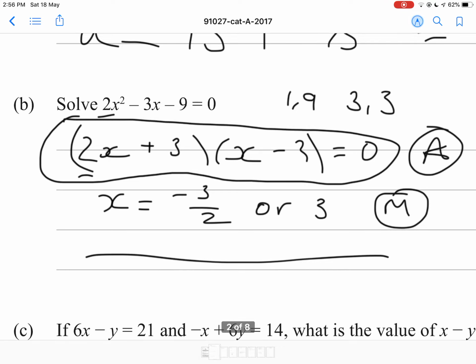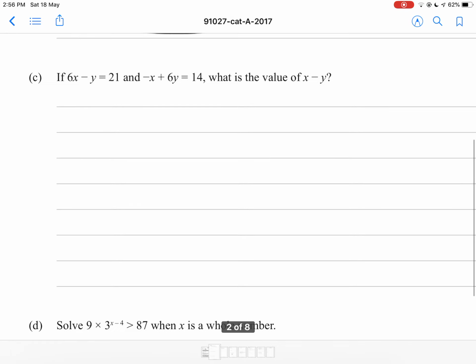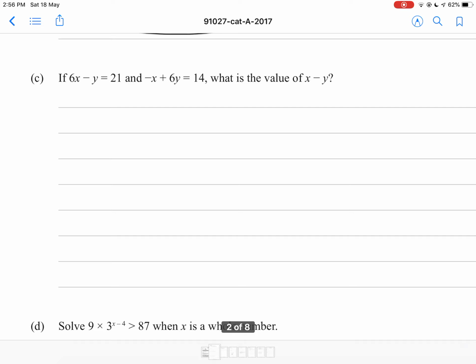Okay? Alright, next question. If 6x minus y equals 21 and -x plus 6y equals 14, what is the value of x minus y? So basically for this question, we have two equations, okay? So basically we're trying to get rid of one variable and have only one variable in an equation, okay? So now we have 6x minus y equals 21, and we have -x plus 6y equals 14.